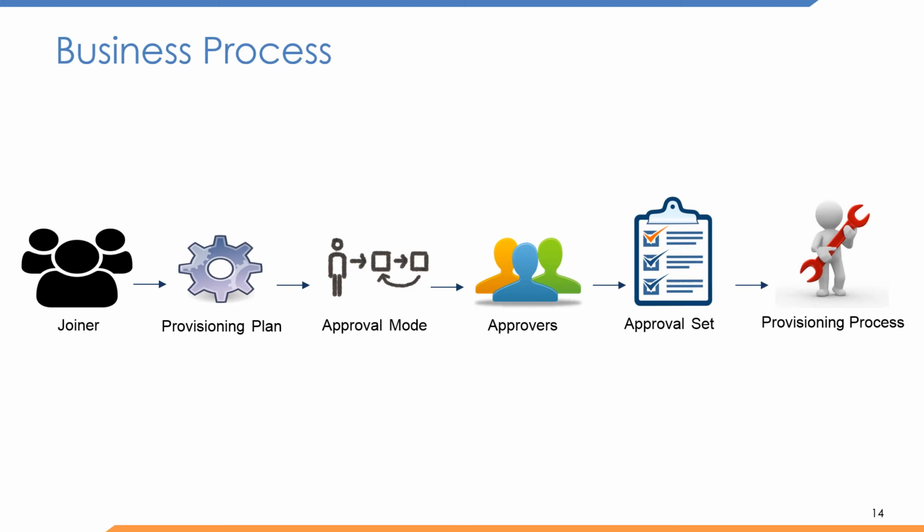The third step is approval mode. This is an approval form for the owner to choose the approval mode for the identities for provisioning processes like serial, parallel, serial pool, parallel pool, and any.